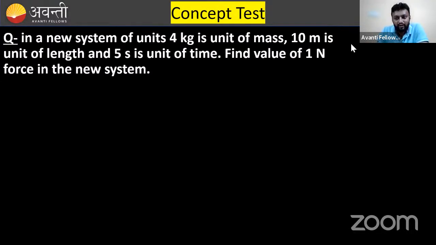That's a similar kind of question. What it says: in a new system of units, they are saying not CGS, there is some certain new system. 4 kg is the unit of mass, 10 meter is the unit of length, and 5 second is the unit of time. Find the value of 1 Newton force in the new system.